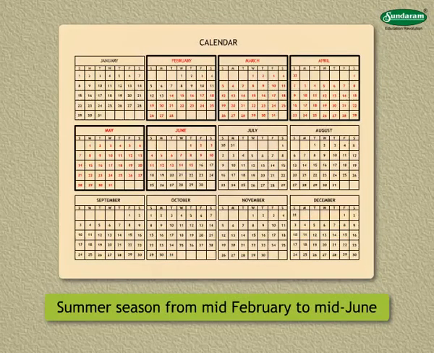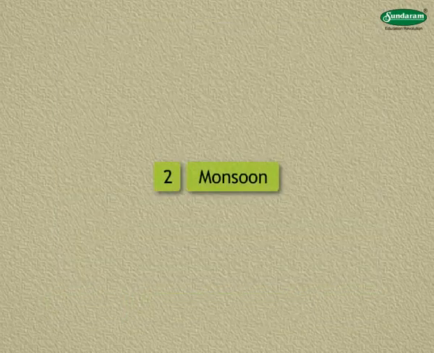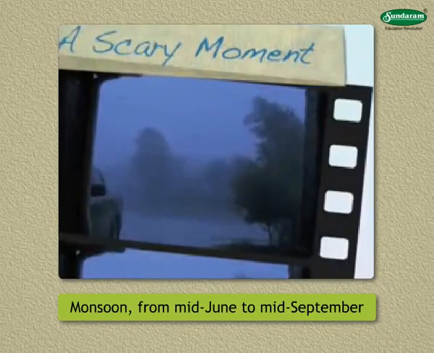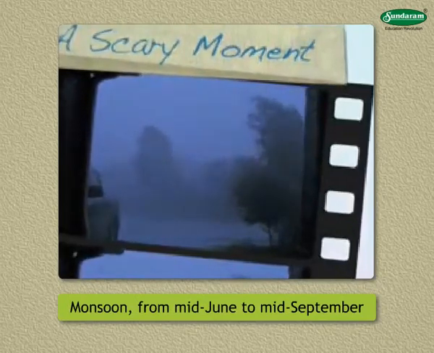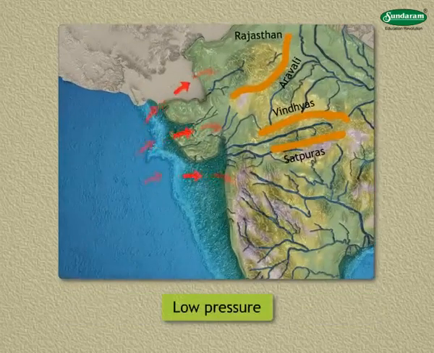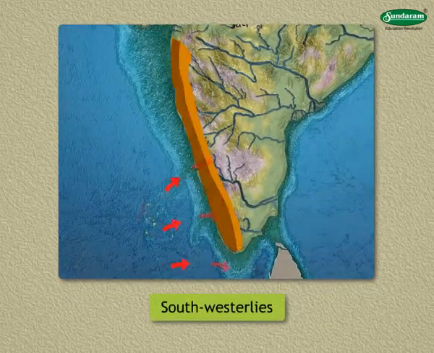1. Summer. The summer season lasts from mid-February to mid-June. During this period, the weather is hot and dry. 2. Monsoon. The monsoon period lasts from mid-June to mid-September. The climate is warm and humid at this time.